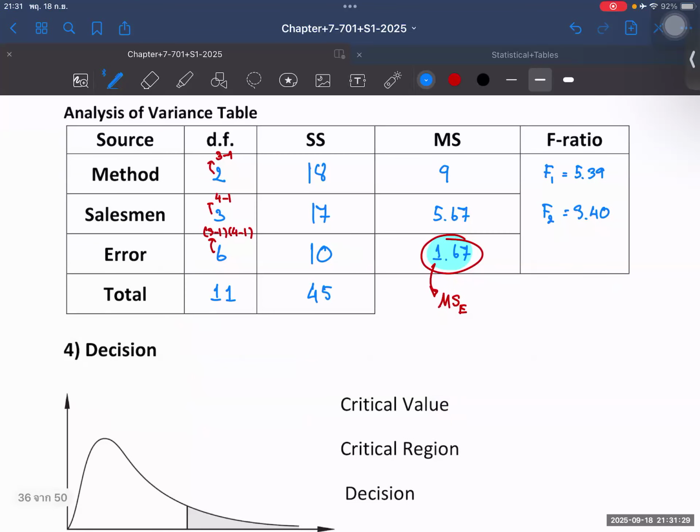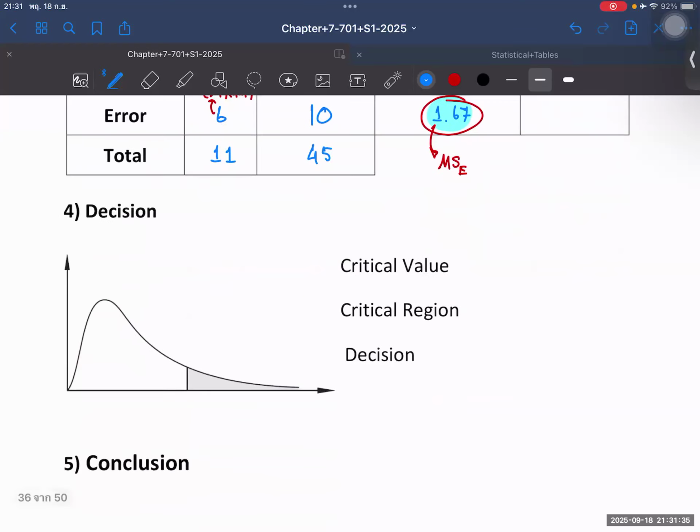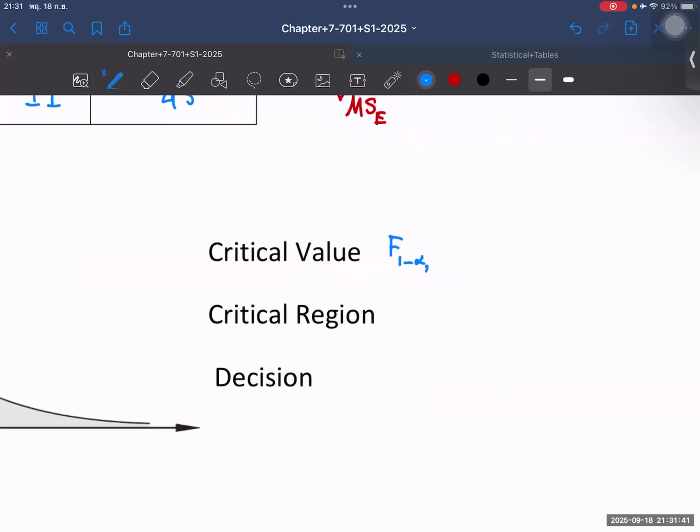Okay, for the decision, you can calculate the F by 1 minus alpha with degrees of freedom K minus 1 and L minus 1. So it's equal to F of 0.99 with the degrees of freedom 2 and 6.